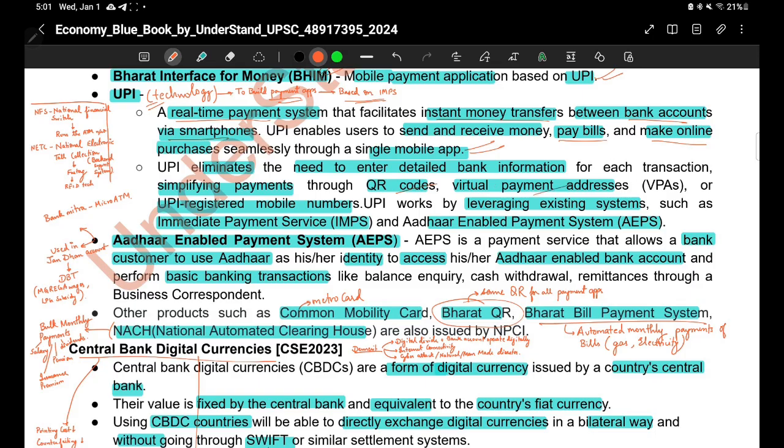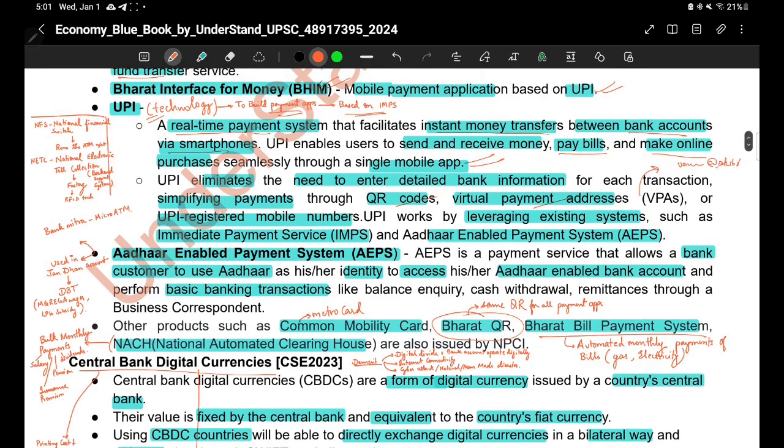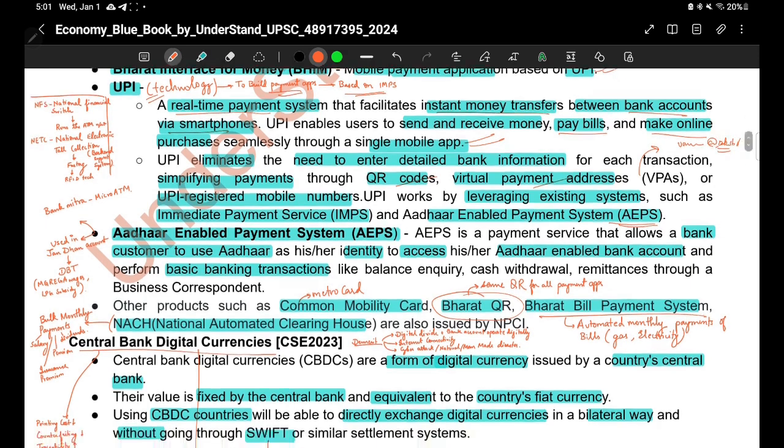Virtual payment address means you'll write something like your name at OKSBI. So these are all virtual payment addresses. Your UPI registered mobile numbers, all these are being used for UPI transactions. UPI works by leveraging existing systems such as IMPS and AEPS. Now, what is this AEPS? Aadhaar Enabled Payment System.